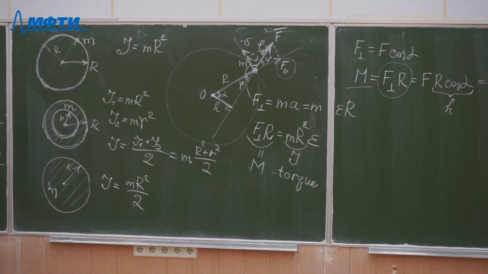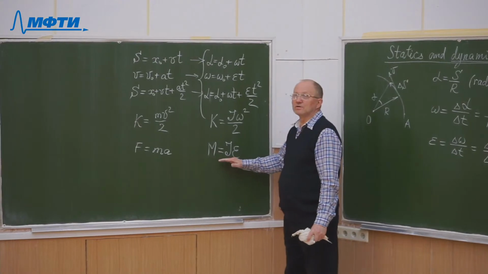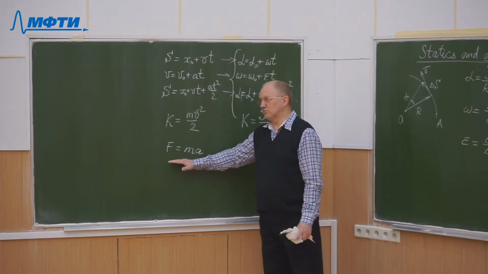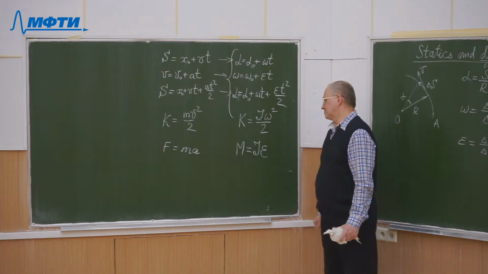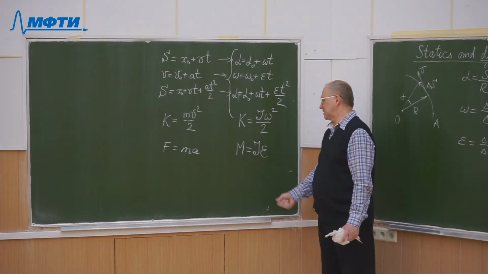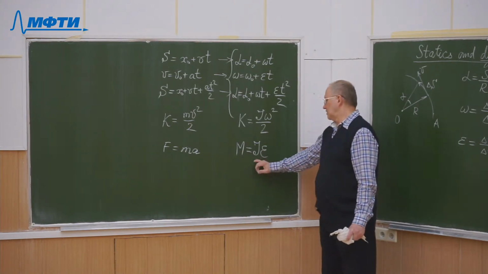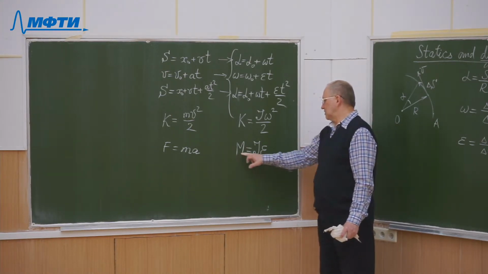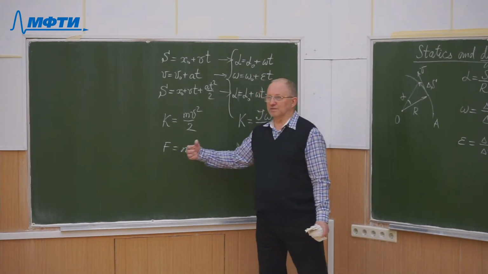So we have obtained an equation which is the second Newton's law for rotational motion, which looks similar to the second Newton's law of translational motion. But it includes only the quantities related to rotational motion. Every quantity included in this formula relates to rotation, while here every quantity relates to translational motion.